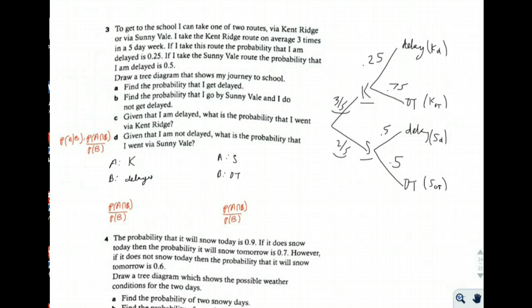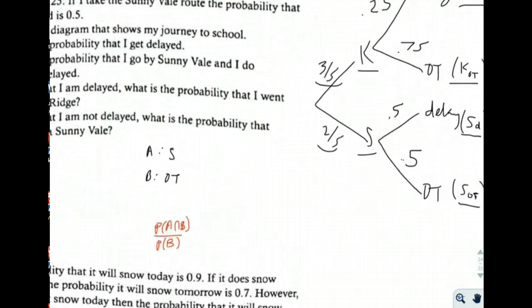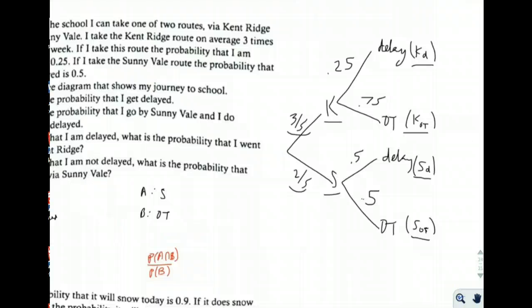Draw a tree diagram that shows my journey to school. Find the probability that I get delayed. Let's see. The 4 possibilities are I take Kent and I'm delayed, I take Kent and I'm on time, I take Sunnyvale and I'm delayed, and I take Sunnyvale and I'm on time. The probability of each one, let's calculate that. 3 divided by 5 is actually the same thing as 0.6. And 2 divided by 5 is actually the same thing as 0.4. So we'll write those down too.